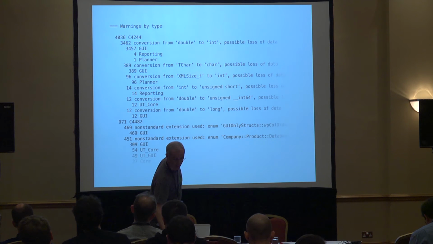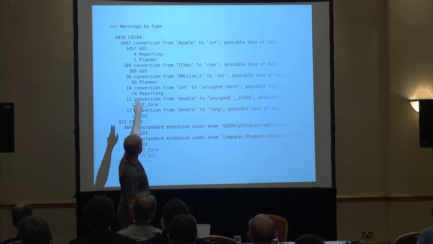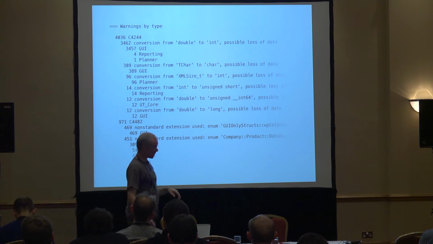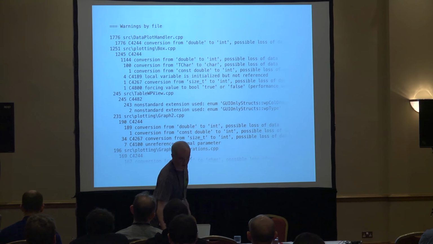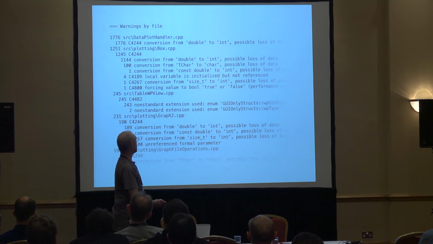Okay. And again, we've got the capability of actually looking to see which one's the biggest problem. And yeah, that conversion one is the biggest problem. We can see where they all are, and which files are the worst. These are our hotspots, okay?